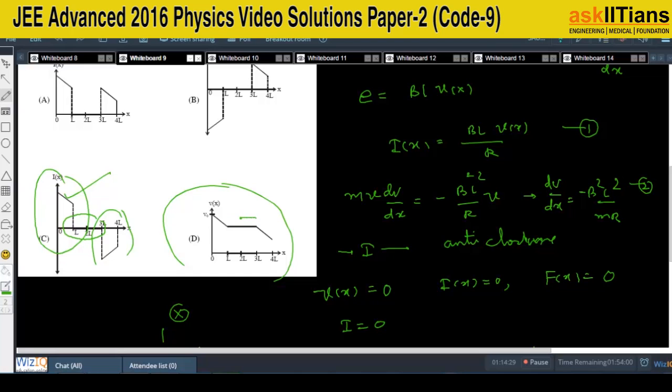Similarly, velocity was constant into that. So this is for the mid section. So we can say option C and option D are the correct graphs for current and velocity as a function of x.